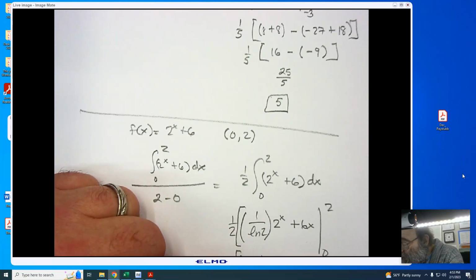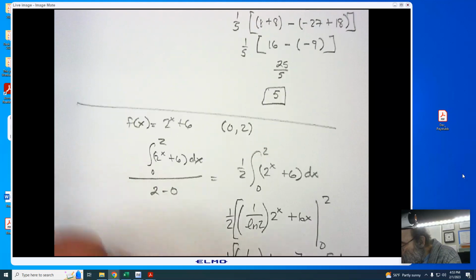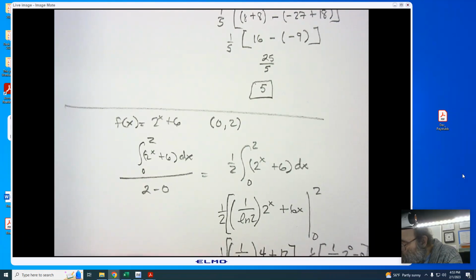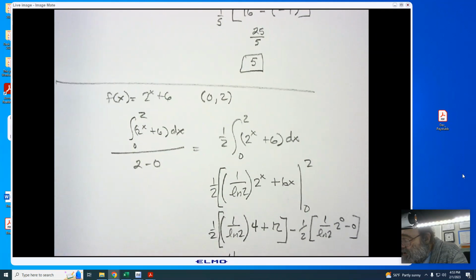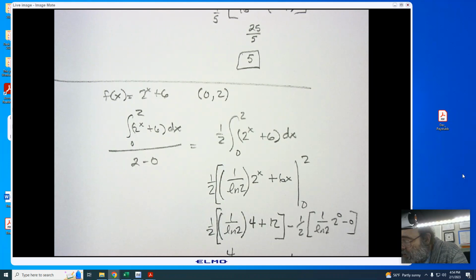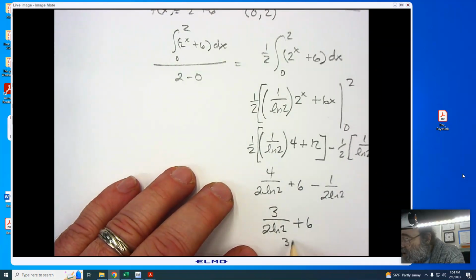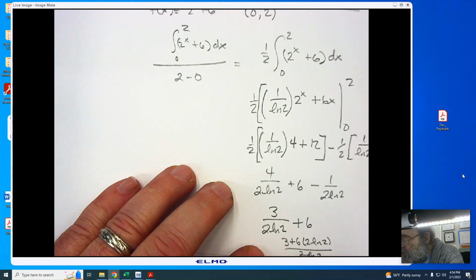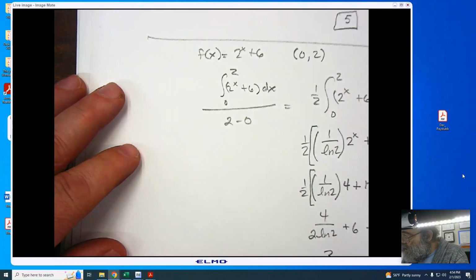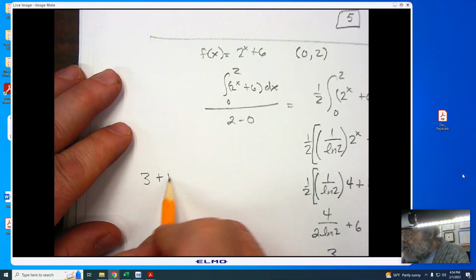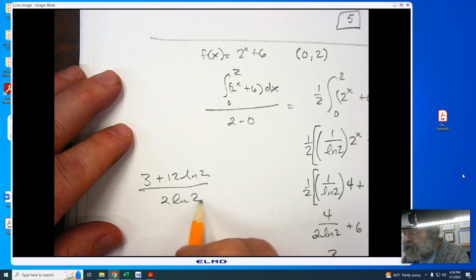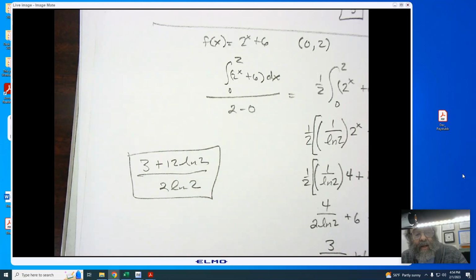This is giving me 4 over the natural log of 2. And we have 2 in the denominator. We're adding 6. We're then going to have a minus 1 over 2 natural log of 2. And we have a minus 0. Now, if I have 4 of these and I'm taking away 1, you'll notice I can get 3 over natural log of 2 plus 6. And if we get the common denominator to this, I'm looking at 3 plus 6 times 2 natural log of 2 divided by 2 natural log of 2. And I'm going to end up with my answer to be 3 plus 12 natural log of 2 divided by 2 natural log of 2. And there's my answer. And all I have to do is check it, and we can use a calculator to do that.